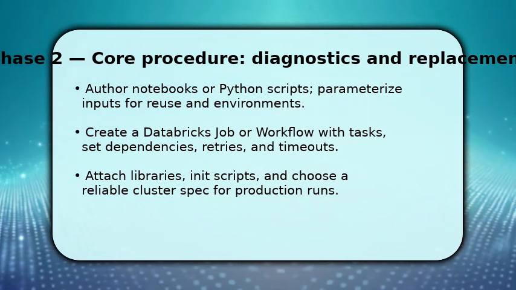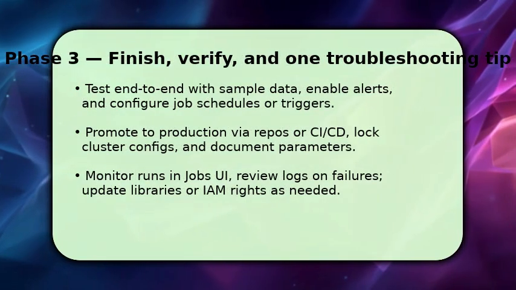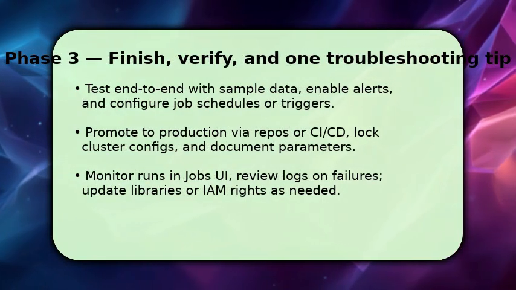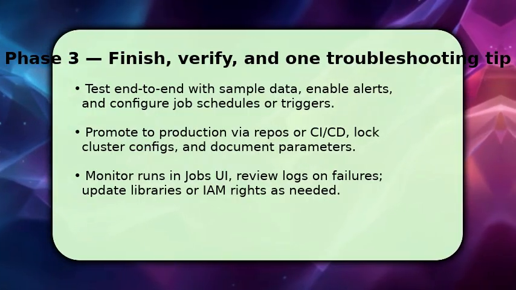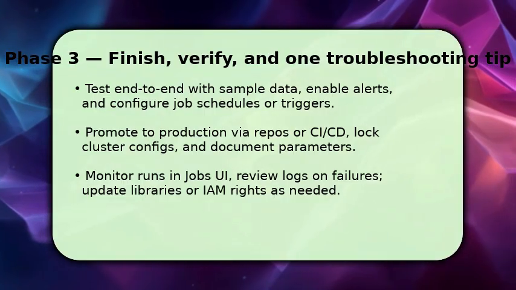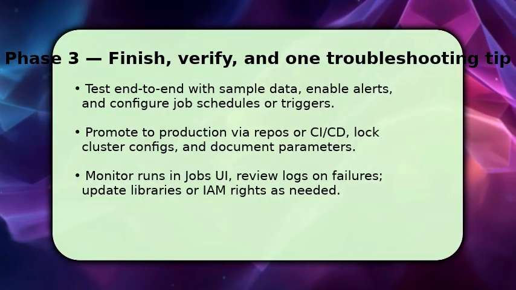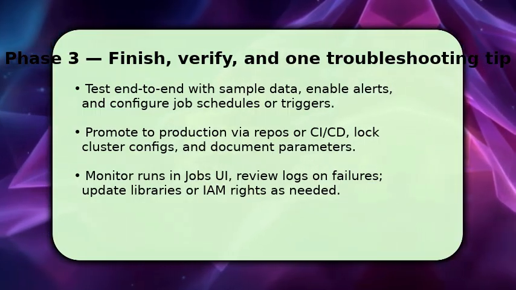Finish by running the pipeline end-to-end with representative sample data and enable alerting for failures or SLA misses. Once stable, promote the workflow using the repo or CI/CD pipeline, freeze cluster and library versions, and document parameters and secrets. For monitoring, use the job's UI and the run logs to confirm throughput and latency.